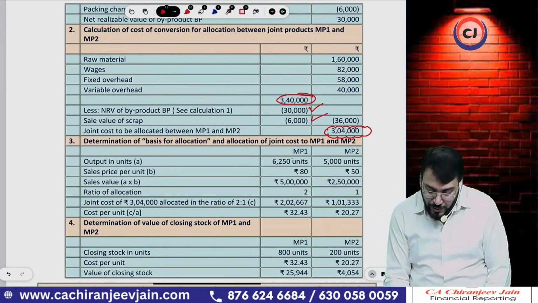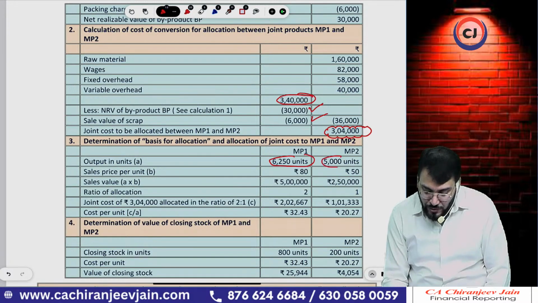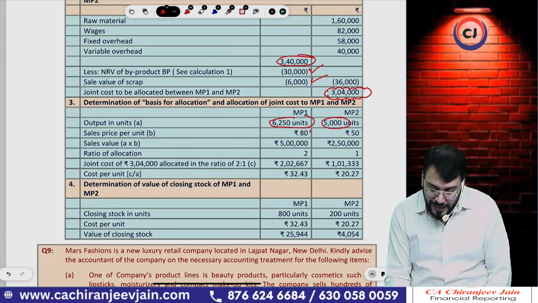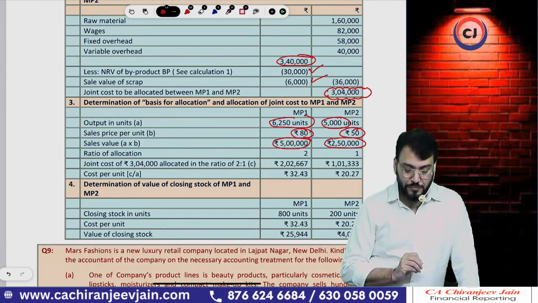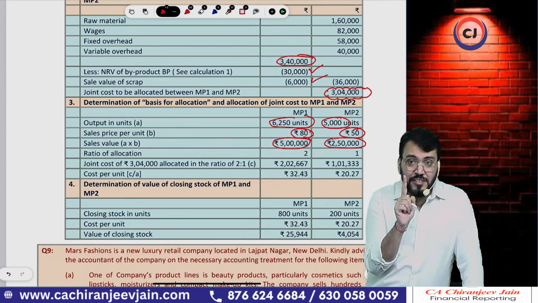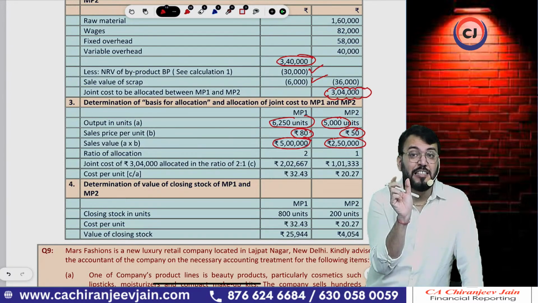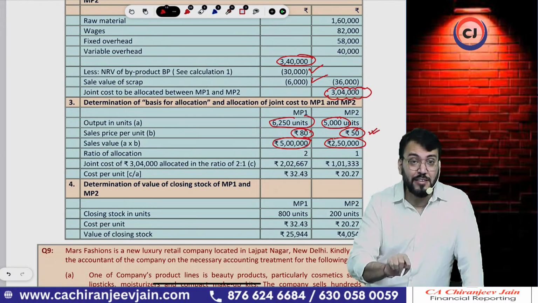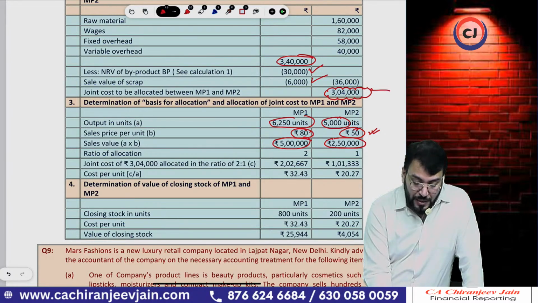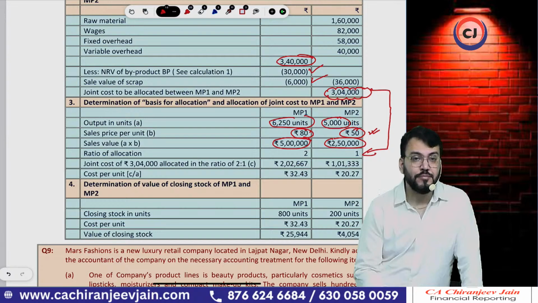What is the total output given? 6250 and 5000. What is the sale price per unit? 80 and 50. This becomes the sales value, 5 lakh and 2,50,000. Understood? Once again, sales value means total sales value, not the sale price per unit. So don't allocate in 80 is to 50. Allocate in sales value, that becomes 2 is to 1. So the ratio of allocation is 2 is to 1.